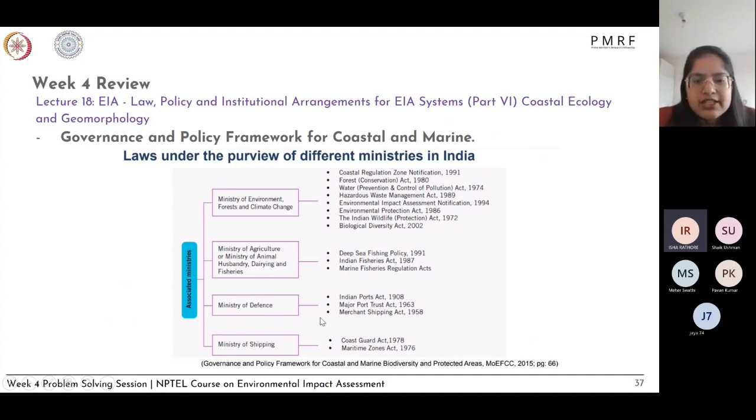Then the Ministry of Defense, which looks up at the ports through the Indian Ports Act, the Major Port Trust Act, and the Merchant Shipping Act. So maintaining the activities in the ports area. And then we have the Ministry of Shipping, which looks up at the Coastal Guard Act, the Maritime Zone Act. So these two acts fall with the Ministry of Shipping.